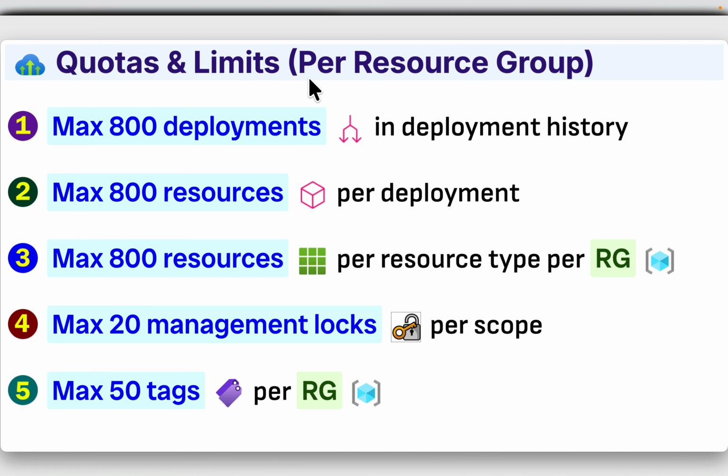Some quotas and limits per resource group. This is inside resource groups. It contains resources. You can have a max of 800 deployments in deployment history. You can have a max of 800 resources per deployment. You can have a maximum of 800 resources per resource type per resource group. You can have a max of 20 management logs per scope, and a maximum of 50 tags per resource group.